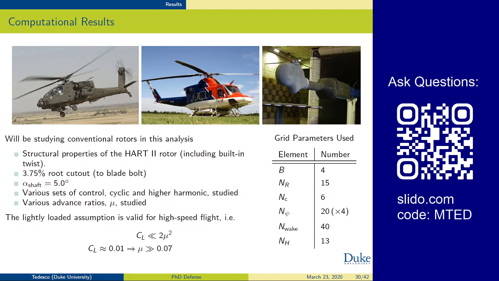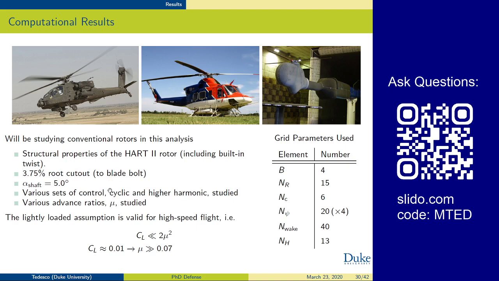So now it's time to take a look at some results. For us, we're going to be studying some conventional rotors here. For structural properties, we'll keep the structural properties of the Heart 2 rotor, including things like the built-in twist of the rotor. We'll put in a 3.75% root cutout. For the details of it, this is basically to the blade bolt of the rotor. We're going to put in a shaft angle of 5 degrees forward. This is to simulate forward flight instead of descending flight.